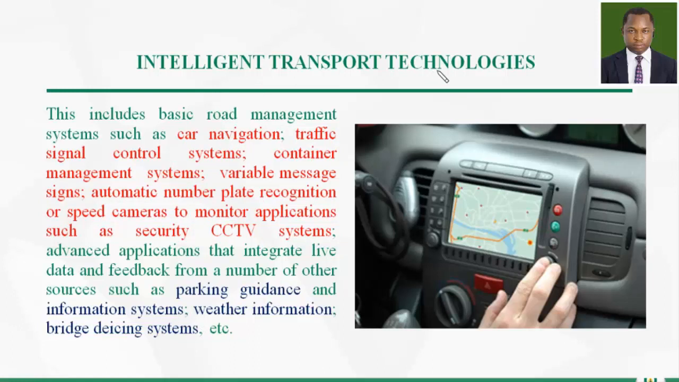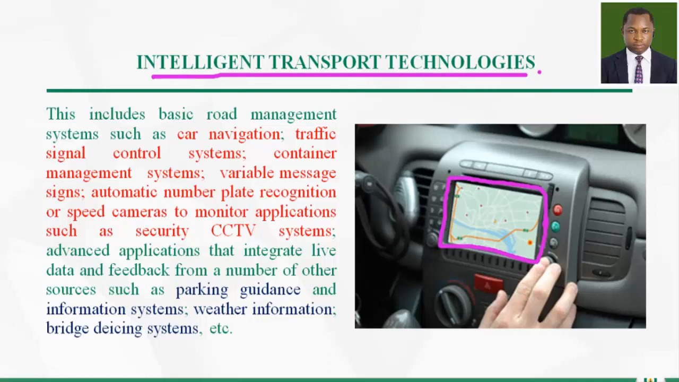The most common example I can give to you is the GPS. The GPS that you use in driving gives you hints of where you have bridges, where you have traffic jams. It gives you several directions of where to use and where not to use. That kind of technology is a part of intelligent transport technology. You can see the image here, the map being used, the GPS being used right there, is a good example of an intelligent transport system.